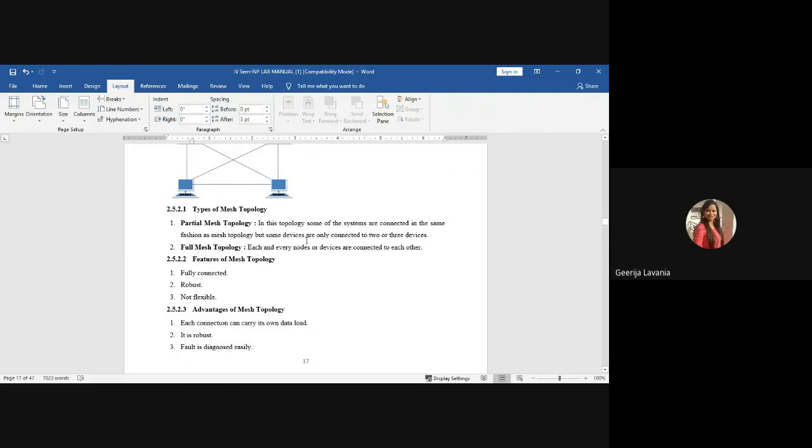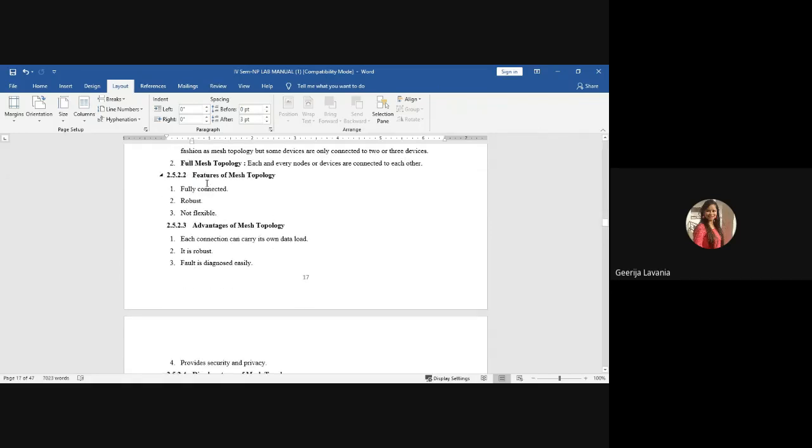Partial mesh topology is one in which some of the systems are connected in the same fashion. Like we use the mesh topology for some devices that are only connected to two or three devices. In a fully meshed topology, each and every node or device is connected to each other. The features of the mesh topology are fully connected, robust, and not flexible.